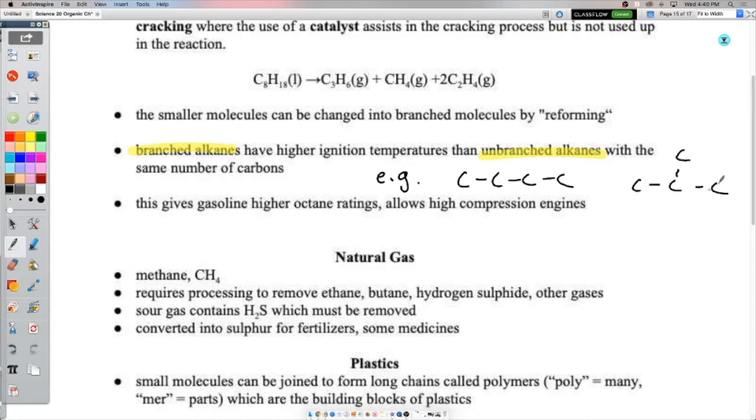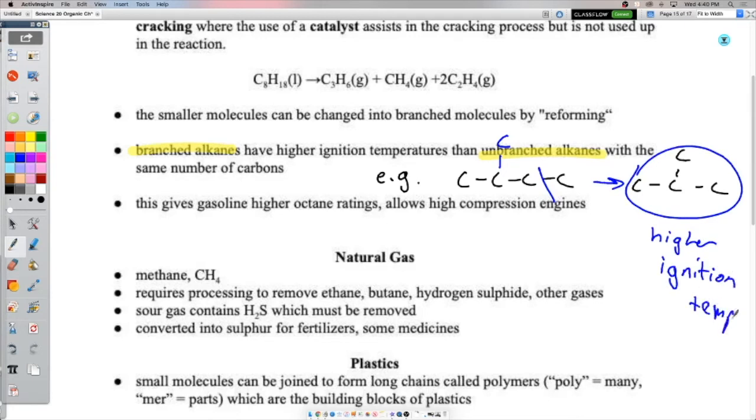However, because of the shape of this one, because of the way it's bonded, this will burn hotter and cleaner. So if you've got the choice between butane and methylpropane, depending on what you're using it for, you often will want to break this off, crack it, and then reform it by sticking it there to make this. Because this will have a higher ignition temperature, which is sometimes something you want, sometimes not.